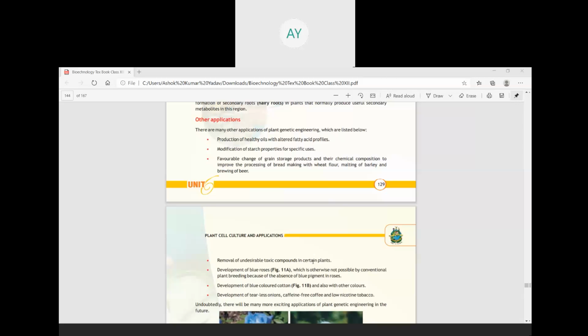So this is the application part of the recombinant DNA technology, then plant tissue culture technology, then development of blue rose. How can we develop the blue rose? Generally, blue color pigment is absent in the rose. So we take the gene responsible for blue color pigment from any wild species plant that contains the blue color pigment gene and transfer it into the rose through agrobacterium mediated gene transfer technique, or through particle bombardment, or through liposome mediated gene transfer technique for production of blue color rose flower.